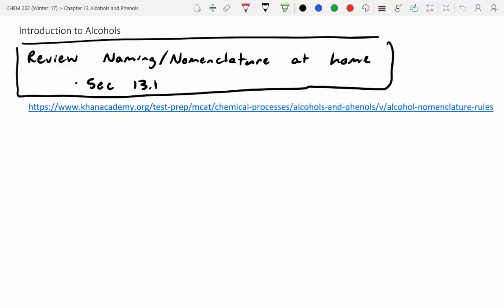All right, so we're moving on to chapter 13, which is all about alcohols. We've already seen quite a few reactions with alcohols, so a lot of this will be review, but we'll learn a few new reactions. One thing I'm going to ask you guys to do is to review naming and nomenclature on your own at home.